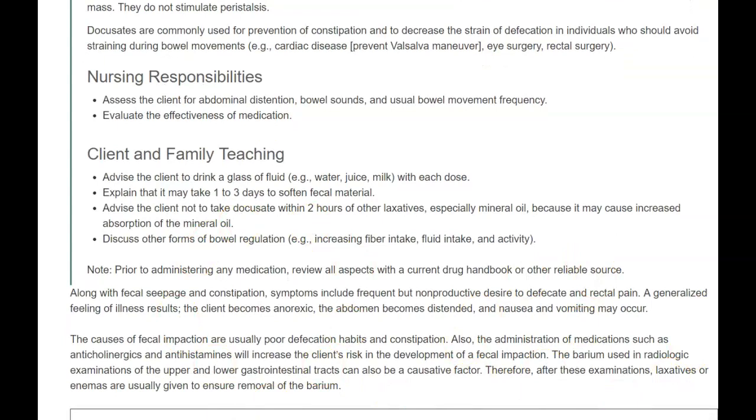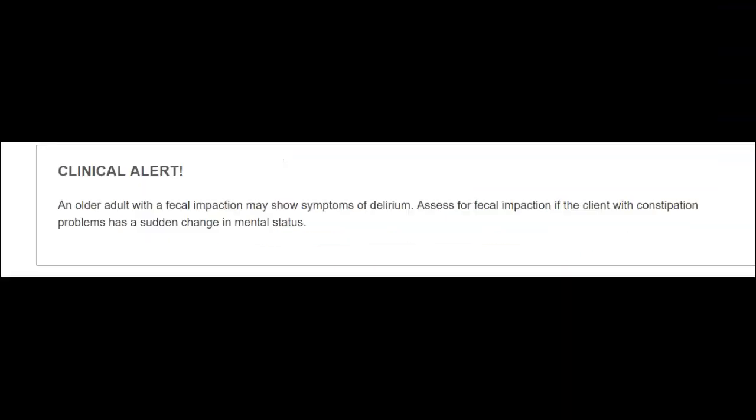Okay, so read this area. It's really good information. Look what I found, another clinical alert. An older adult with fecal impaction may show symptoms of delirium. Assess for fecal impaction if the client with constipation problems has a sudden change in mental status.